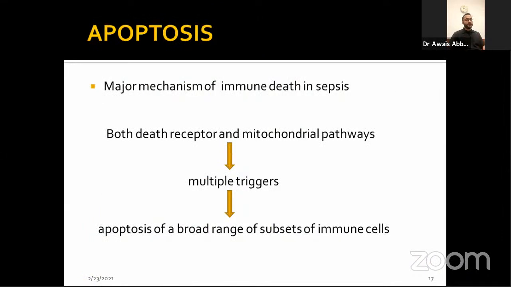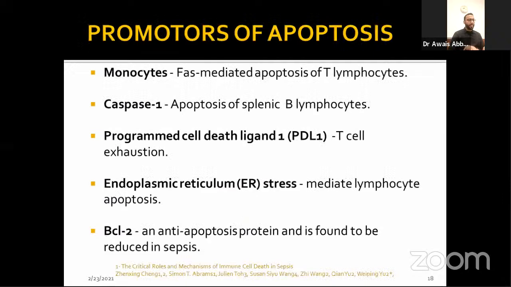The main concept behind the immune paralysis, the main damage, the main thing that happens to the cell is apoptosis. It is the major mechanism of immune death in septic patients. Both death receptor and mitochondrial pathways act as multiple triggers for the apoptosis of a broad range of subsets of all the immune cells that we have in our innate immunity arm as well as in our adaptive immunity arm.